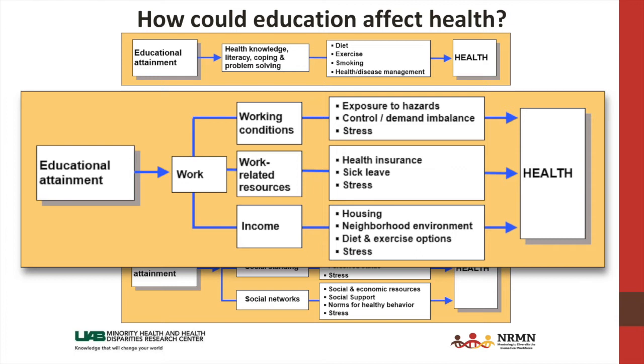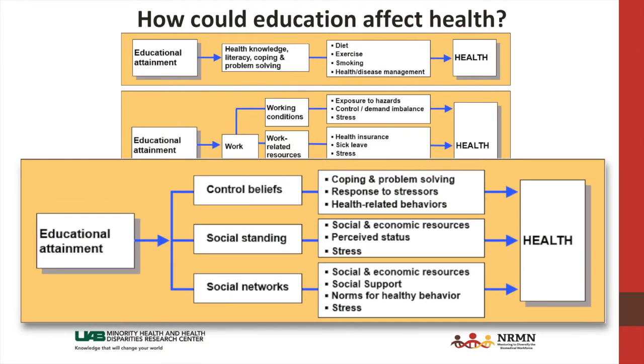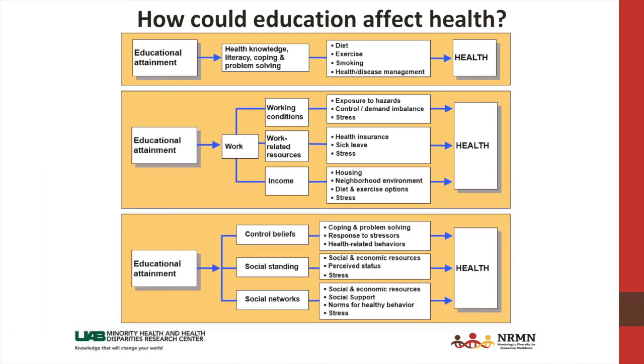It can impact their income from that job, so it will impact what kind of home they're gonna buy, what neighborhood they're gonna live in, what diet and exercise options, and that would impact health. Also, education attainment can control their beliefs, how they cope with problems, social standing, their social and economic resources in the community, their perceived status, and also it can impact what kind of social network is around them that also could impact health.